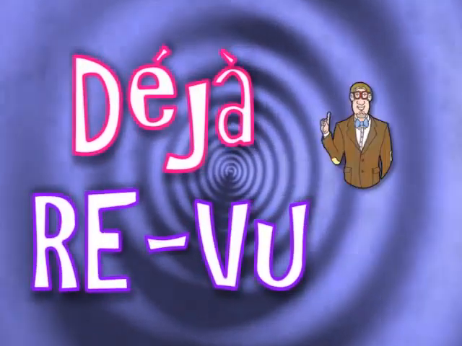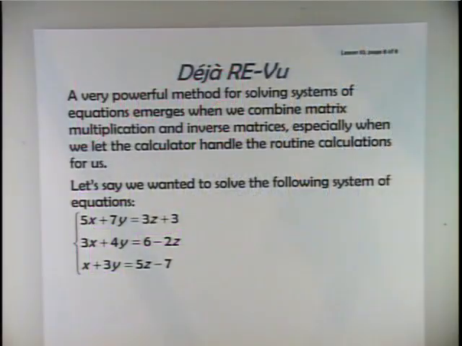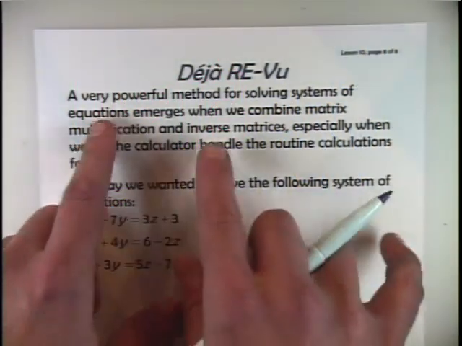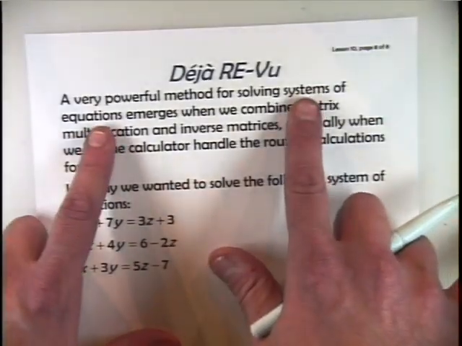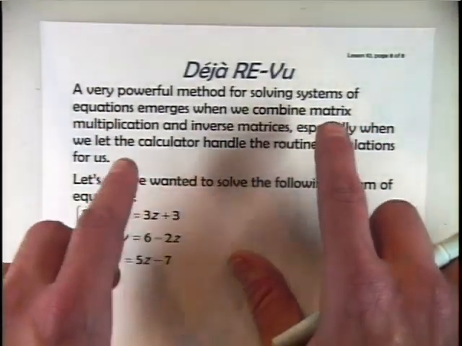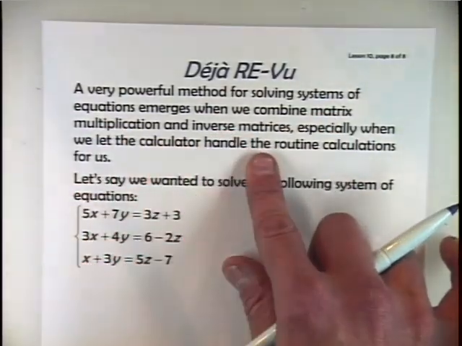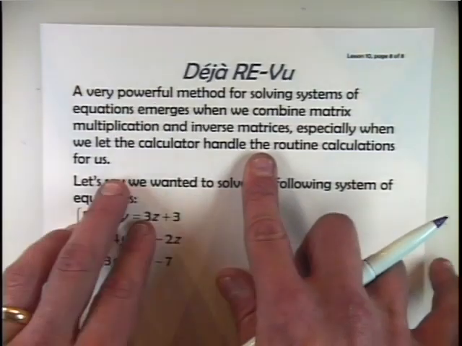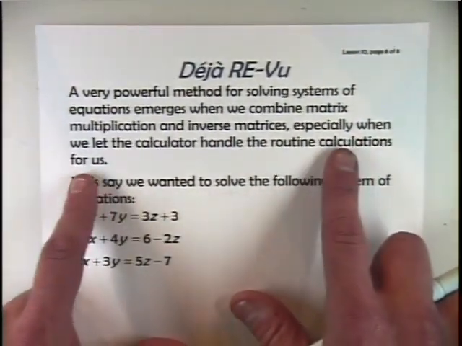Now it's the time in the show where we like to do something called Deja Review. Okay, so what we're going to do now is we're going to come with a very, very, very powerful method for solving systems of equations. And it's going to emerge when we combine the two things we learned about matrices, matrix multiplication and inverse matrices. Now, the calculations can become very, very tedious, mechanical, and systematic. So we're going to let our calculators do it for us.